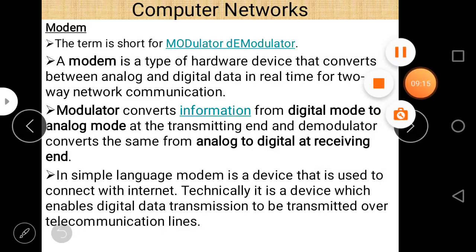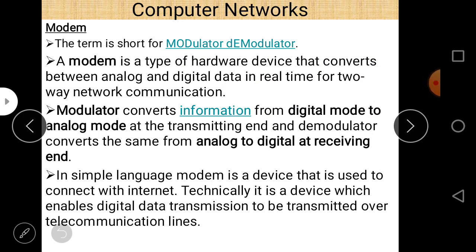Next is modem. Modem basically stands for modulation and demodulation. These are the two terms used. There is a conversion of signal from analog to digital and digital to analog, so these two terms refer to that. In short, modulation demodulation is also called modem. Modem is a type of hardware device that converts between analog and digital data in real time for two-way network communication. The modulator converts information from digital mode to analog mode at the transmitting end, and the demodulator converts the same from analog to digital at the receiving end.